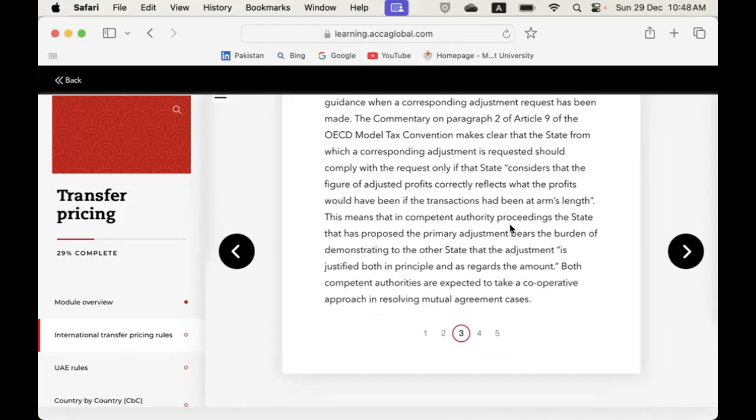This means that in the competent authority proceedings, the state that has proposed the primary adjustment bears the burden of demonstrating to the other state that the adjustment is justified both in principle and as regards the amount. So the calculations are also correct, and the underlying principle because of which an adjustment has been proposed is a valid principle. They have to demonstrate it. Who has to demonstrate this? That revenue authority which is proposing the adjustment. Both competent authorities are expected to take a cooperative approach in resolving this matter.